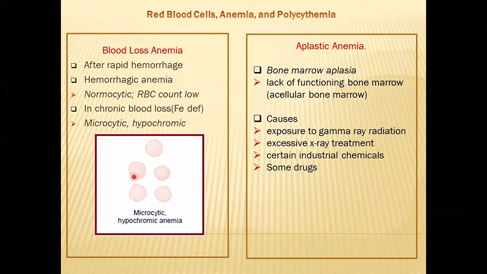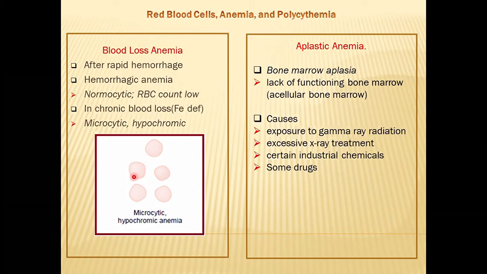A classic example we give is anemia secondary to parasitism, hookworm infestation, massive infestation, because the hookworm will feed on the blood in the intestine, sucking slowly. So you will have a chronic blood loss, microcytic hypochromic type.